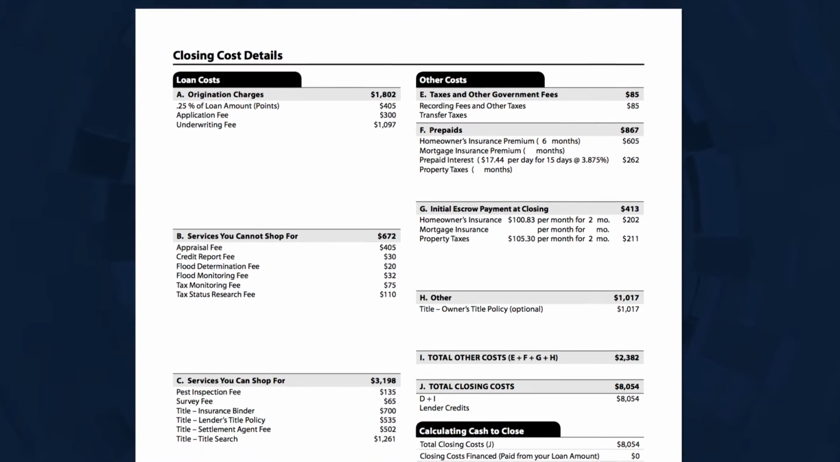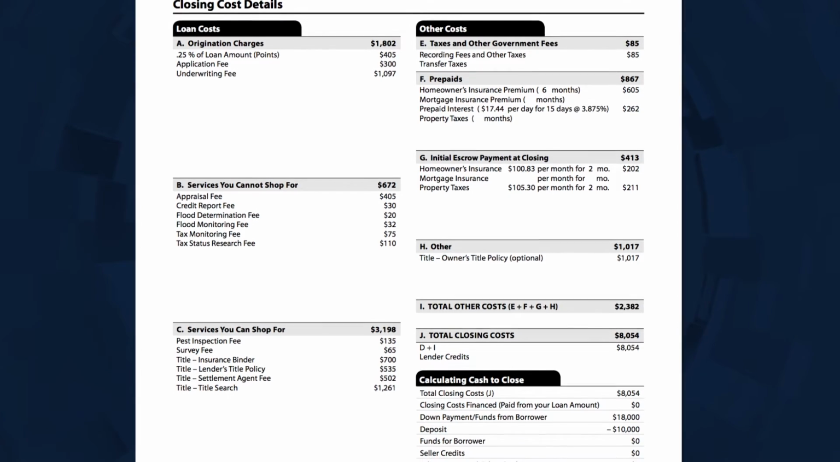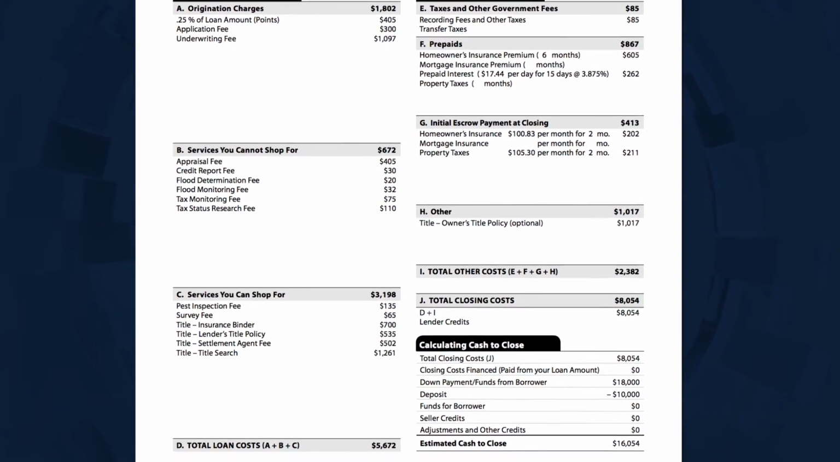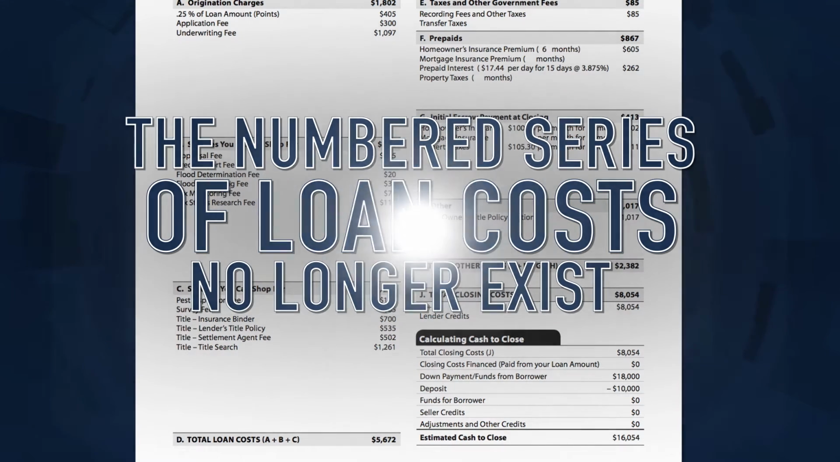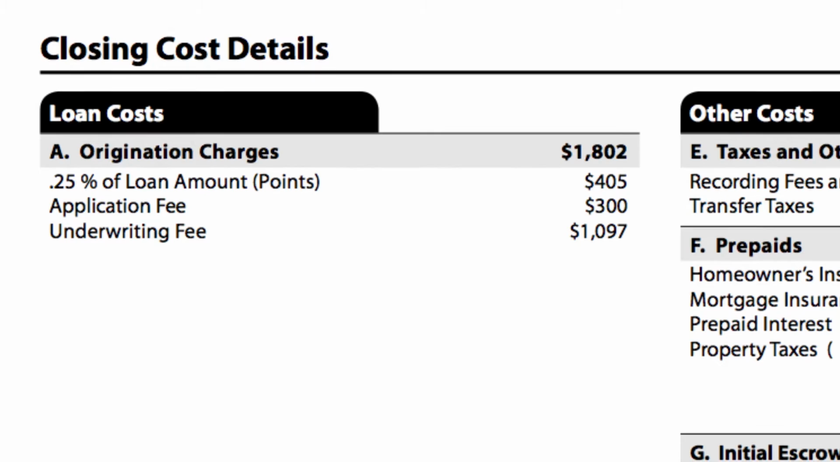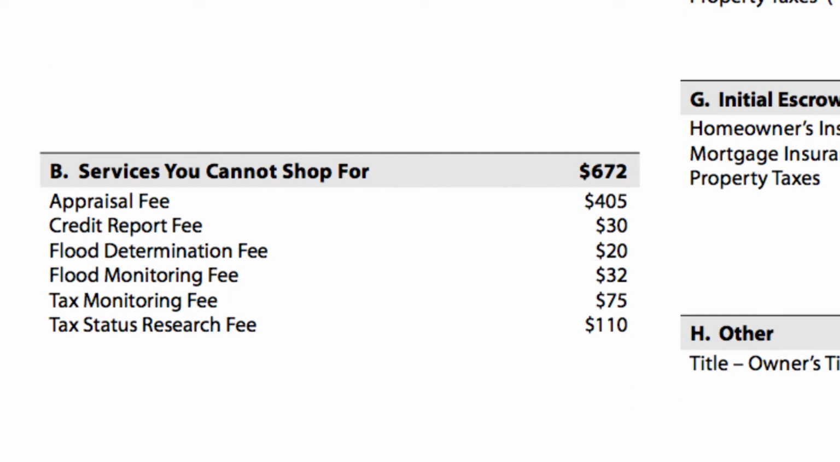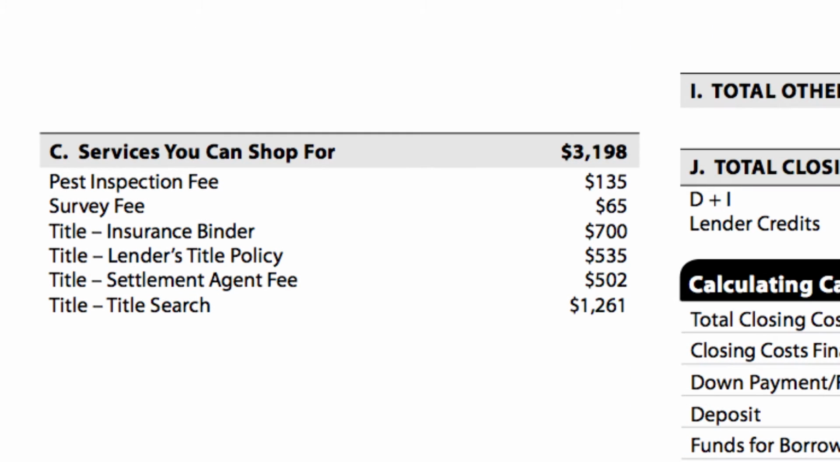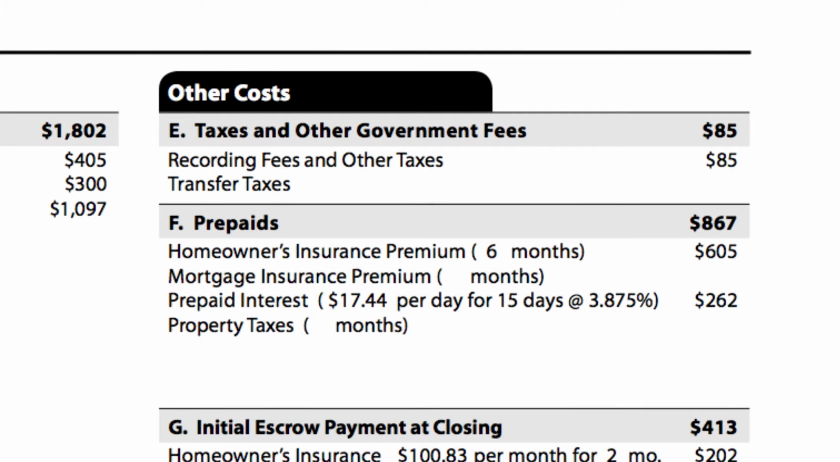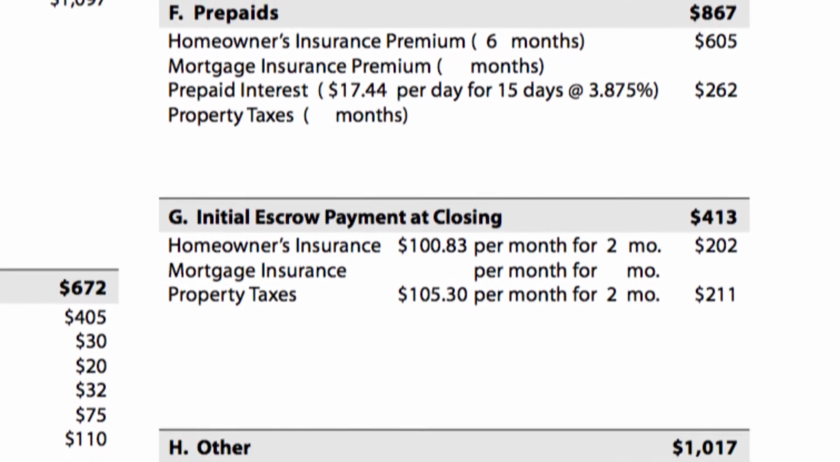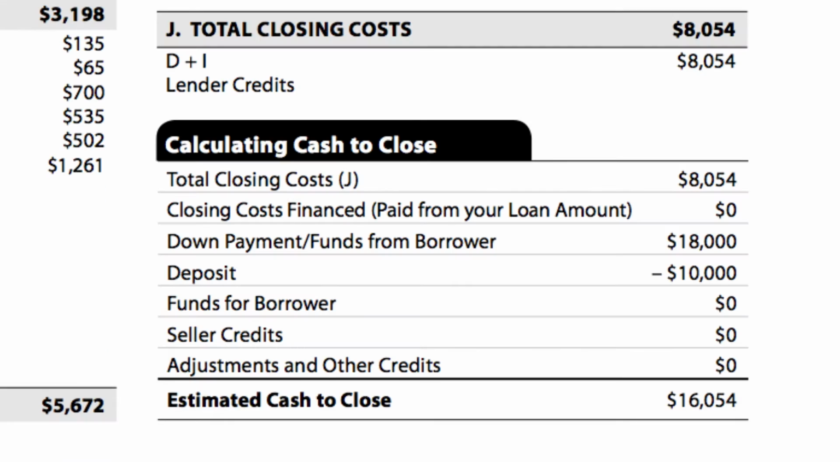What's different on this page is how the costs are broken down. The numbered series of loan costs, 800, 900, etc., no longer exist. Loan costs include origination charges, services you cannot shop for, and services you can shop for. Other costs include taxes, prepaids, initial escrow payment, and other. Calculating cash to close includes a summary of all charges and credits.